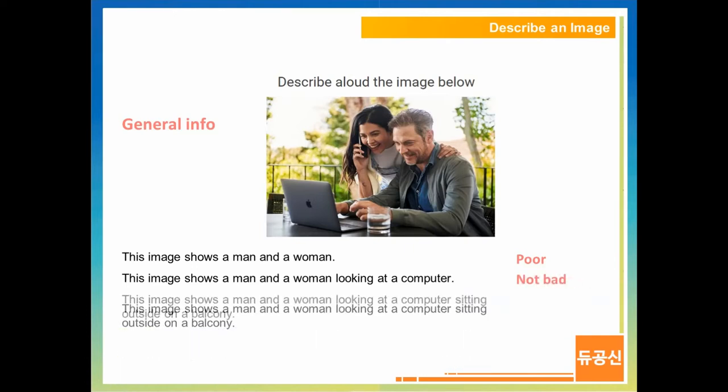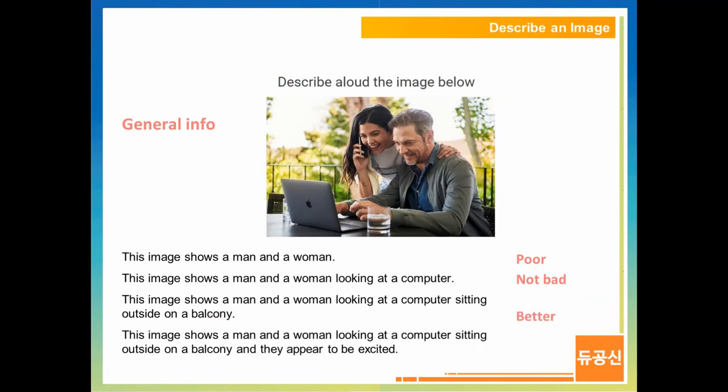This image shows a man and a woman looking at a computer sitting outside a balcony. So now we have a little bit of location of where they are, so that's a little bit better. But what you're aiming for is something like this. This image shows a man and a woman looking at a computer sitting outside on a balcony, and they appear to be excited. So it's definitely a better example of what you want to say for the first sentence.